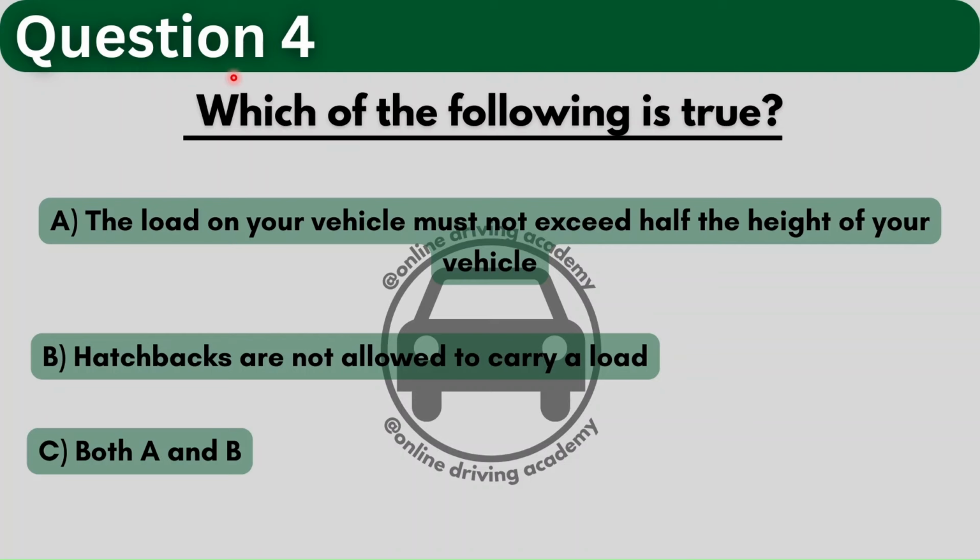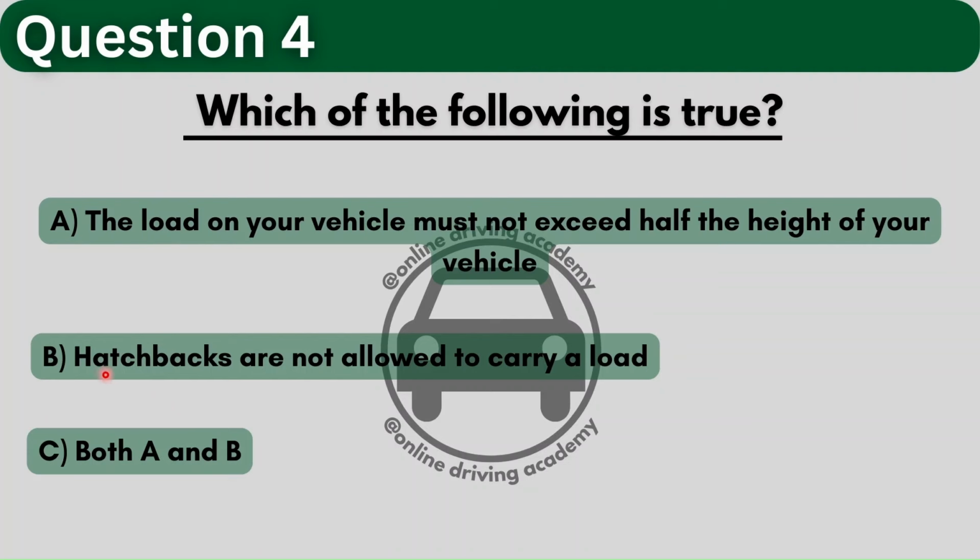Now question 4. Which of the following is true? Is it option A? The load on your vehicle must not exceed half the height of your vehicle. Is it option B? Hatchbacks are not allowed to carry a load. Or is it option C? Both A and B. So if they say both A and B, what they mean is both A and B are correct. So let's look at our options given.